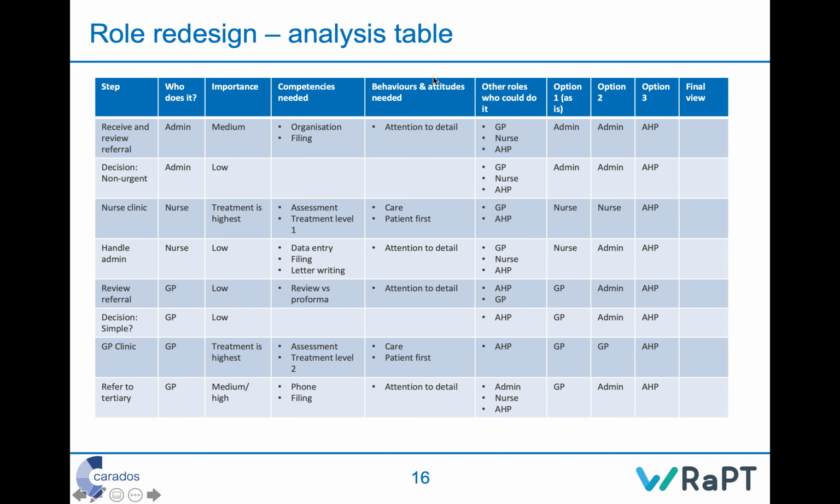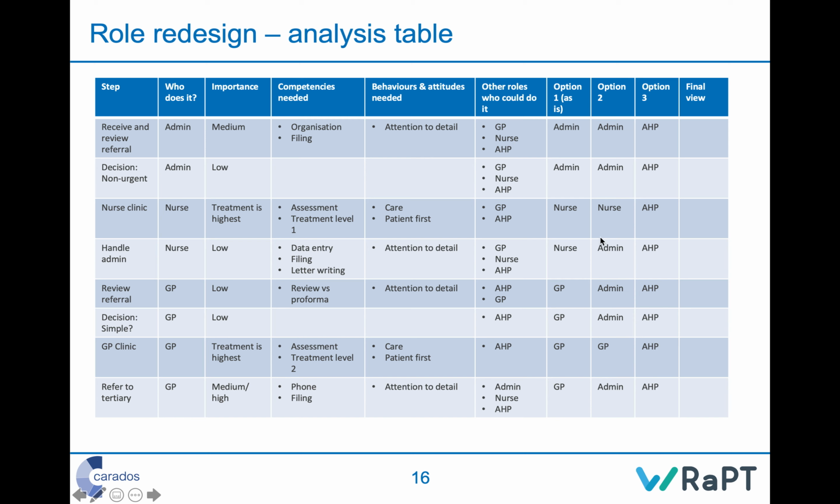Now, what we can then do is think, right, what other roles could do it? So a GP could do it because they've got attention to detail, they can organise and they can file. A nurse could do it, an AHP could do it. But in these particular cases, a nurse can't do this one for whatever reason, because they're already doing it. In this particular case, an administrator could do it. In any of these other cases, other administrators can't do it.